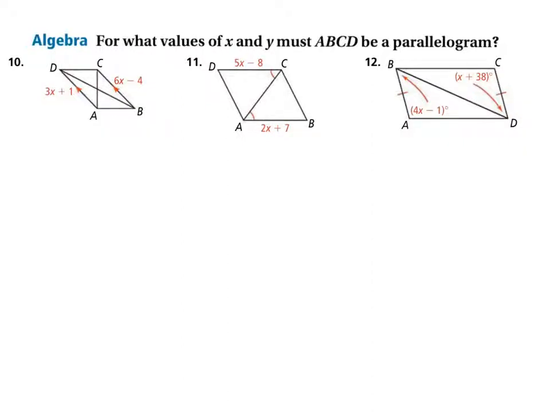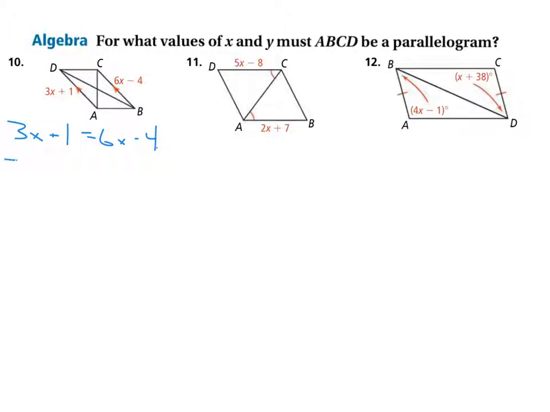All right, this continues this section. For what values of x and y must a, b, c, d be a parallelogram? Well, for number 10, we know one interesting way of proving a parallelogram is if we have a pair of sides that are parallel, and also that exact same parallel pair of sides are also congruent. We already know that they're parallel because of the marks, so now we need to find out what value will make them congruent. So we say 3x plus 1 equals 6x minus 4.